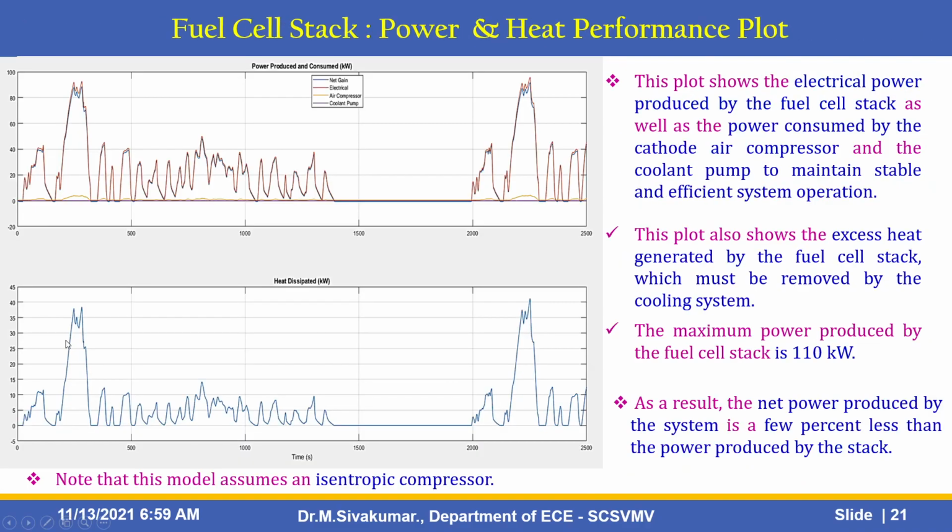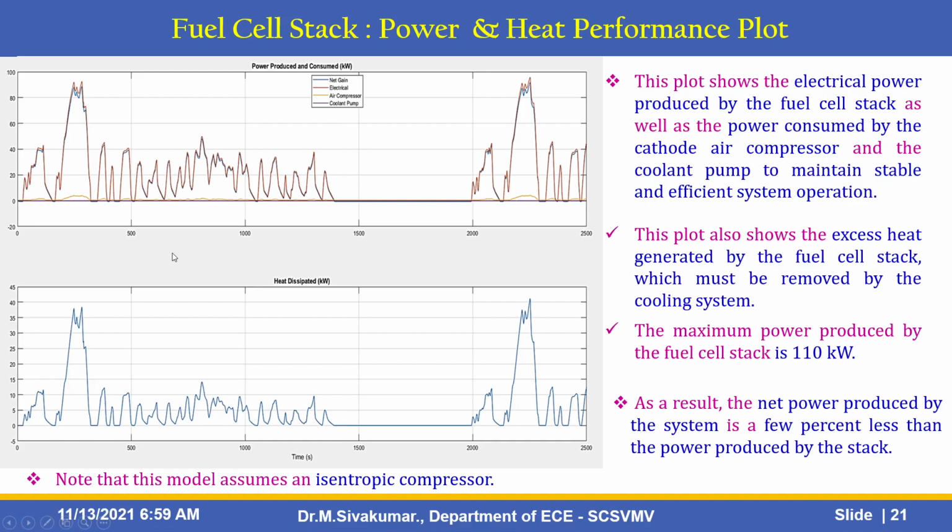The next one is by using Simscape Result Explorer, you can see the fuel cell stack power and heat performance. Okay, here how much power produced and consumed in terms of kilowatts is there. This graph shows the net gain, electrical and air compressor power, and coolant pump power. Also, this model shows the heat dissipated in terms of kilowatts. This plot shows the electrical power produced by the fuel cell stack as well as the power consumed by the cathode air compressor and the coolant pump to maintain stable and efficient system operation.